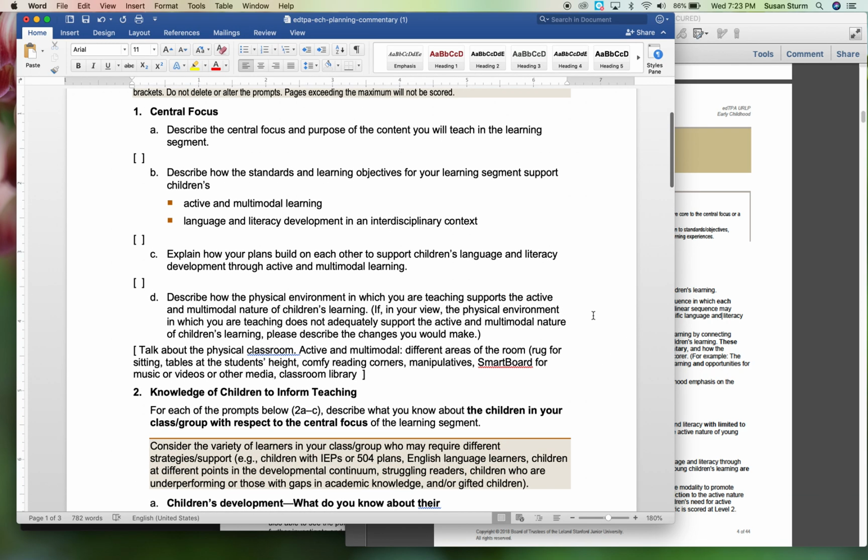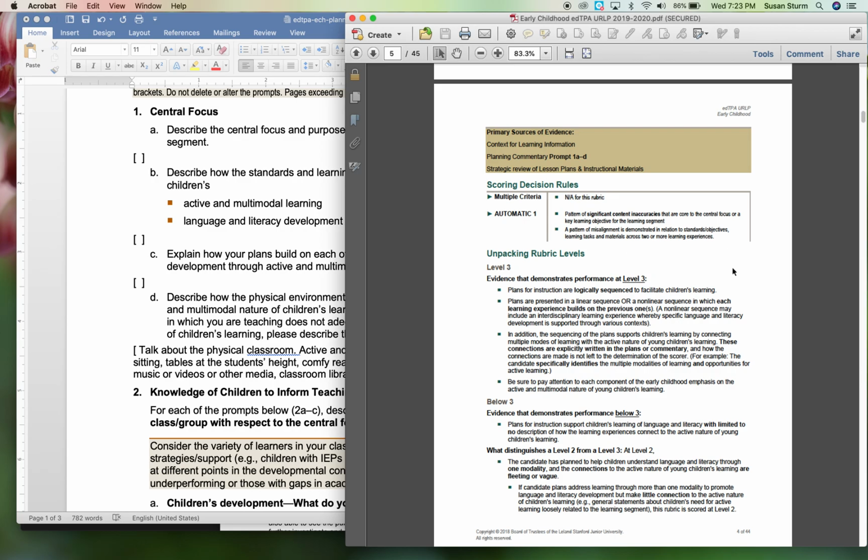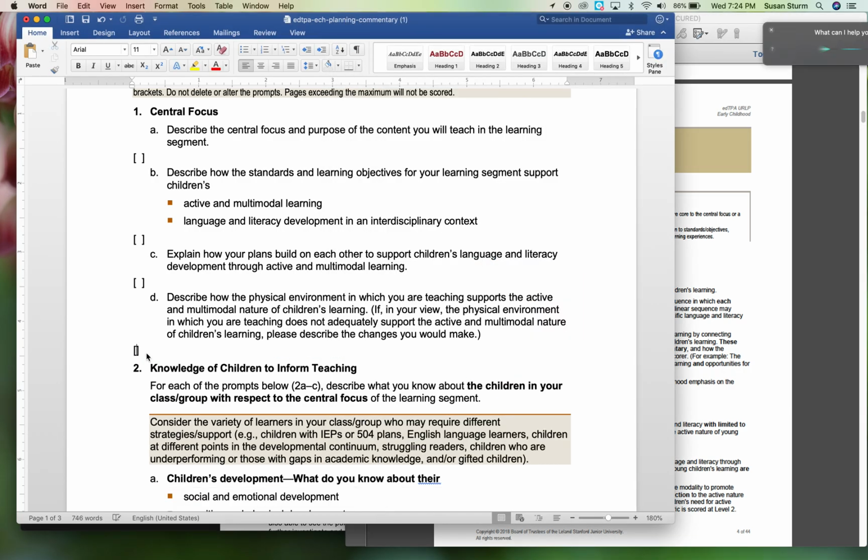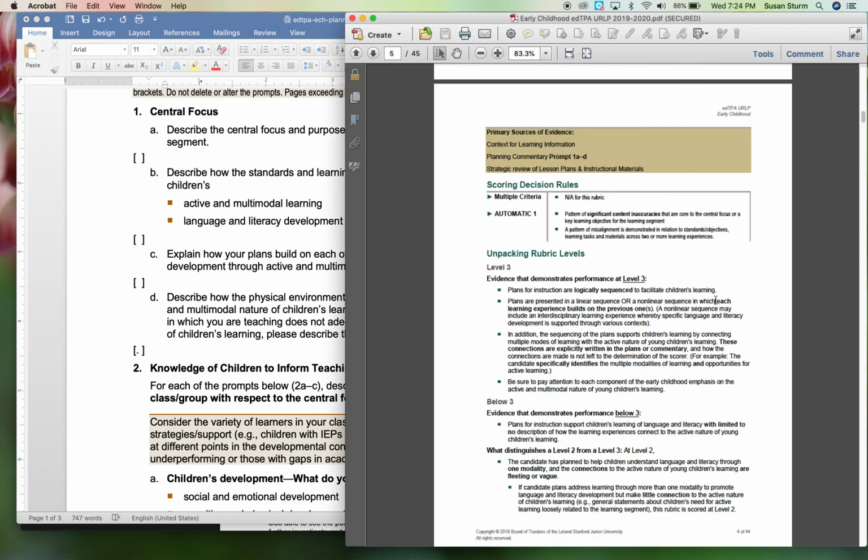Okay, so once you do that, you can go out to rubric 1 and see that at a level 3, your plans are logically sequenced to facilitate the children's learning. And you could see that part of it maps out specifically to this part C, and also a little bit to the part about the standards and the objectives. So if you nail part C, you're going to be okay. You're going to be at a level 3.